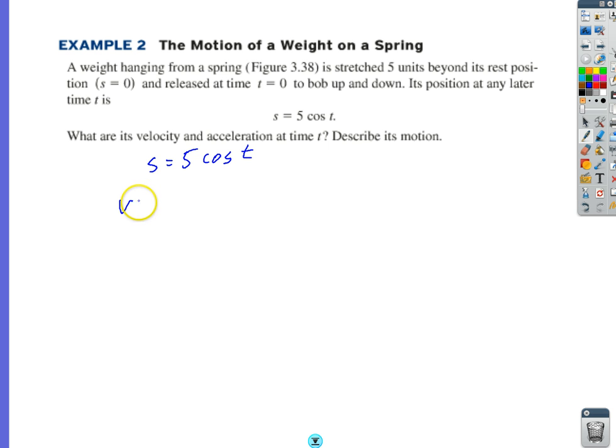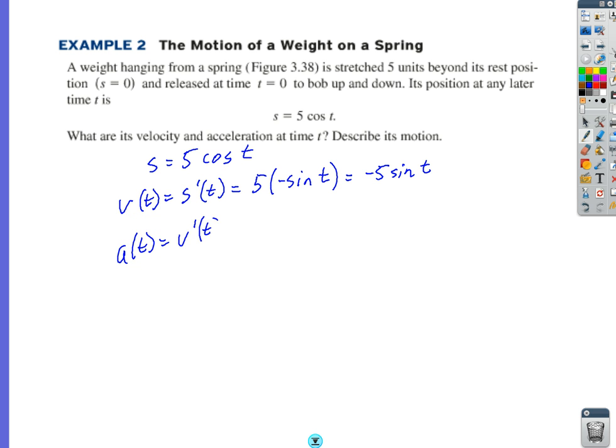I want to find velocity, which is equal to s prime of t, which is, well, again, a constant, so I'll leave the constant alone. And I find the derivative of cosine. Derivative of cosine is negative sine t. And when I multiply that back out, I now have negative 5 sine t. My acceleration is similar in the sense that acceleration is equal to v prime of t. I take the derivative of it. Again, negative 5 stays. Derivative of sine is just cosine.